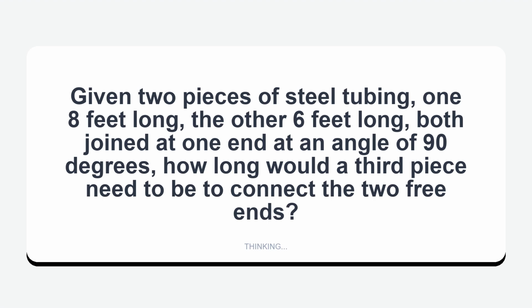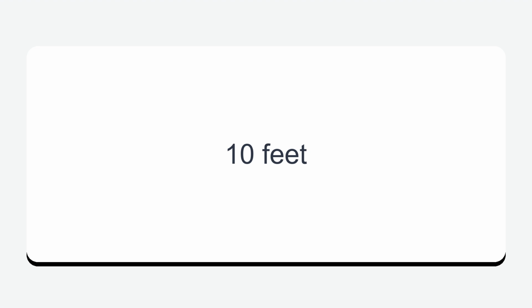Given two pieces of steel tubing, one 8 feet long, the other 6 feet long, both joined at one end at an angle of 90 degrees, how long would a third piece need to be to connect the two free ends? 10 feet.